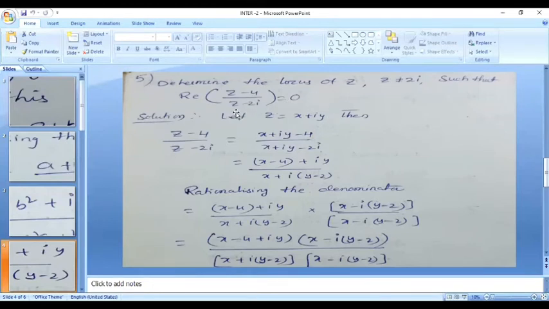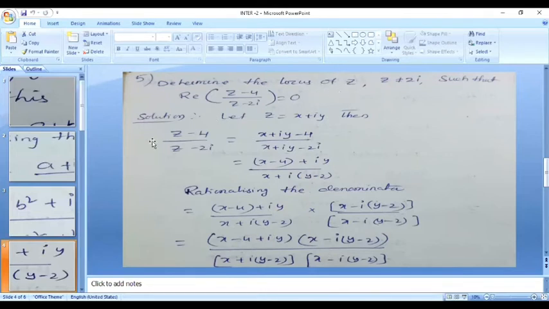Why z is not equal to 2i? Because if z is 2i, then 2i minus 2i is 0, and something divided by 0 is not defined. That's why z is compulsorily not equal to 2i, and therefore we have to find the real part of (z minus 4) by (z minus 2i), which is equal to 0. To find the locus of z, we find the circle equation.